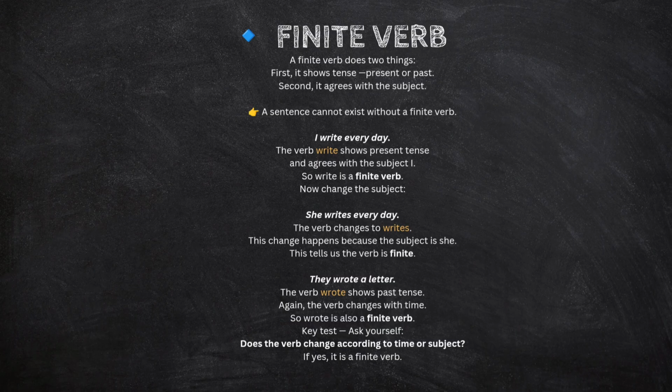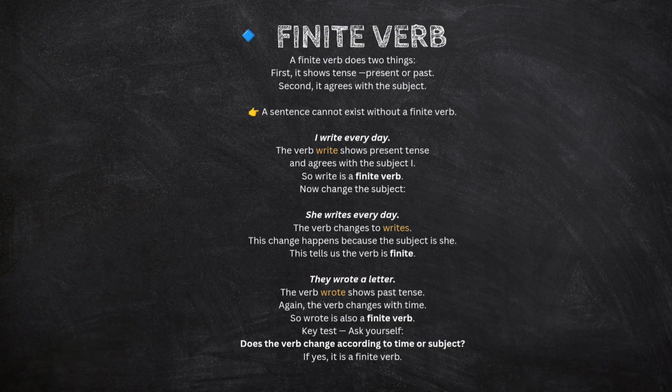Now we come to an extremely important idea, the finite verb. A finite verb does two things. First, it shows tense, present or past. Second, it agrees with the subject. And remember this carefully. A sentence cannot exist without a finite verb. Look at this sentence. I write every day. The verb write shows present tense and agrees with the subject, I. So write is a finite verb.